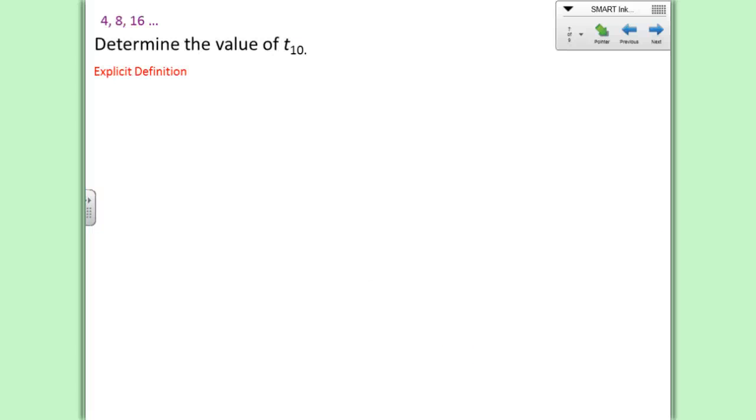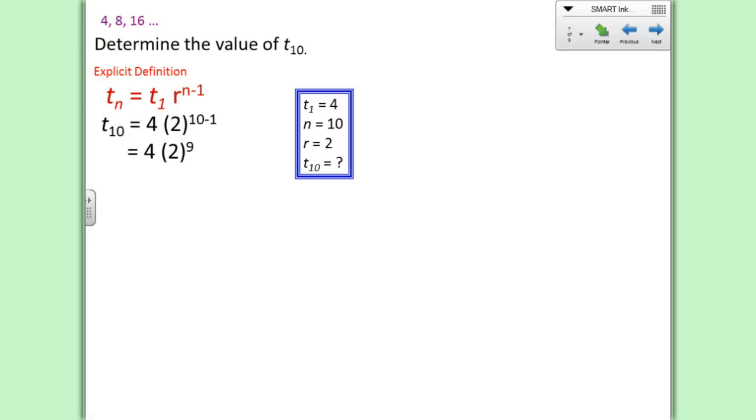So we talked about finding term 10. If we use the formula version rather than common sense, we can simply plug into the formula like we did with arithmetic and get term 1 is 4, n equals 10, and r equals 2. Therefore, when we plug in, we get term 10 being.